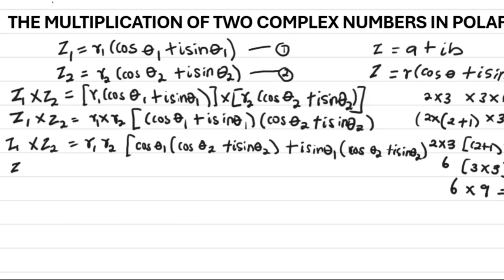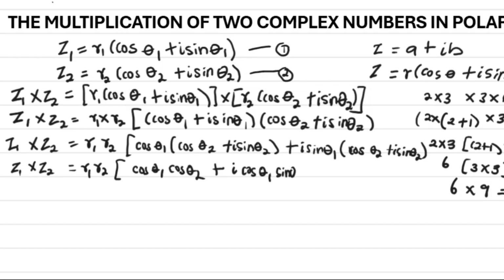Now, it means that Z1 times Z2 is going to give us R1, R2 into cos theta 1 times cos theta 2, which gives us cos theta 1 cos theta 2, plus cos theta 1 times i sine theta 2, which will give us i cos theta 1 sine theta 2, plus i sine theta 1 times cos theta 2, which gives us i cos theta 2 sine theta 1, plus i times i, which is going to give us i squared sine theta 1 sine theta 2.